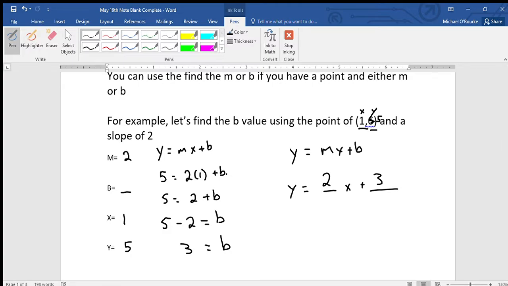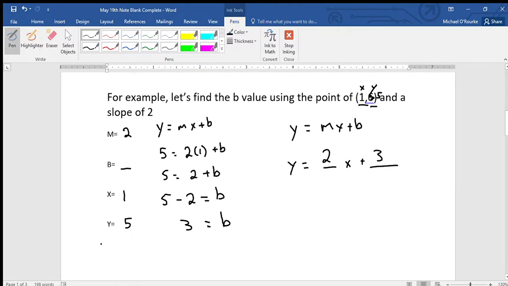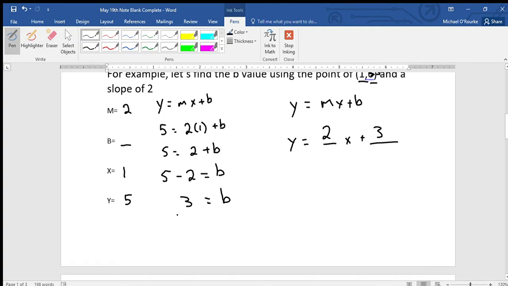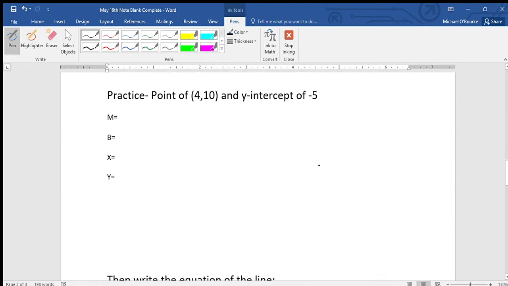Okay? We take a look, we figure out what we have, we figure out what we don't have, then we just rearrange and solve, and then rewrite your equation in slope-intercept form over here. So let's do this one here.